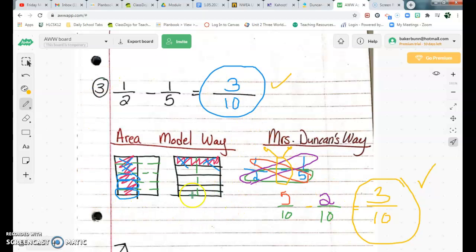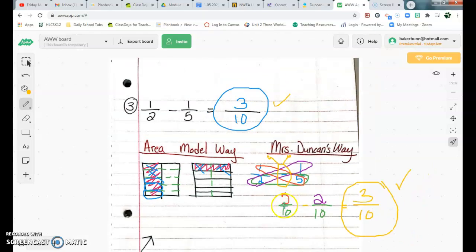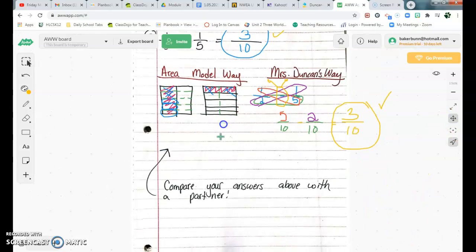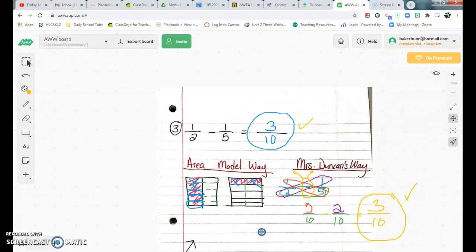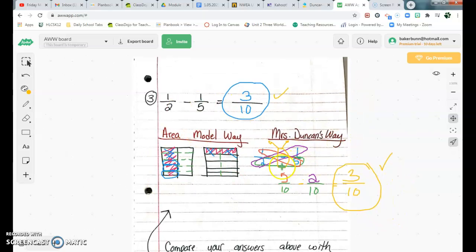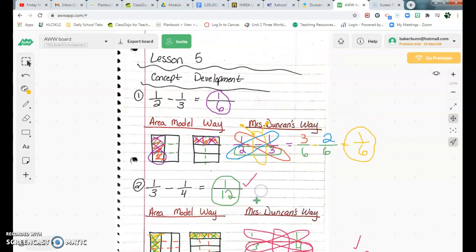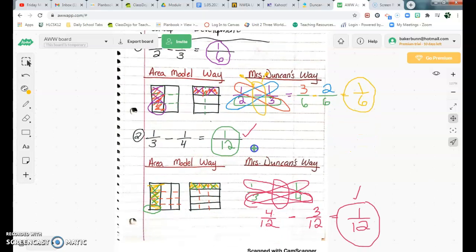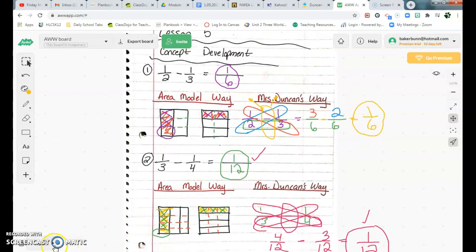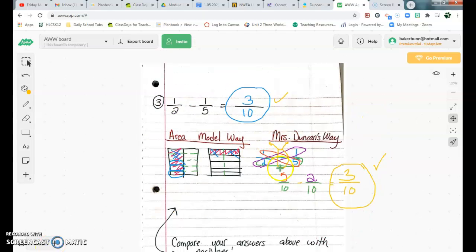So that is what you have for math notes today. This bottom part here, you don't have to worry about. We're going to be doing some stuff with a partner in class, but I just wanted to do this with you. If you have any questions, don't be afraid to ask me, but this is what we're doing in class today.